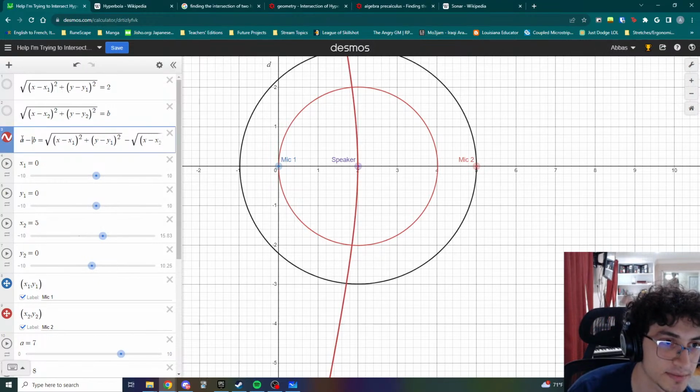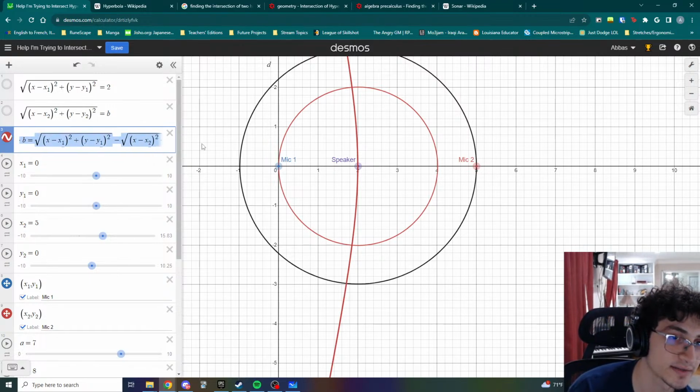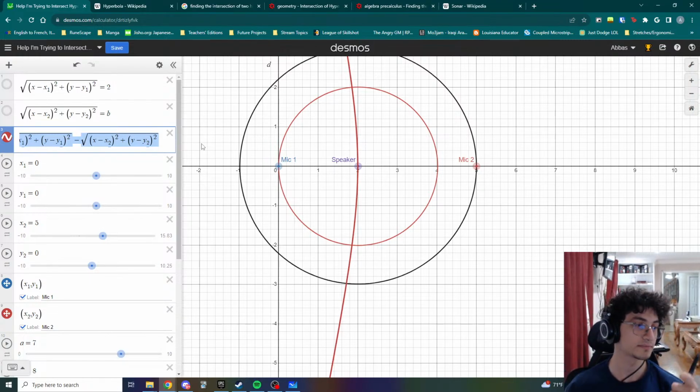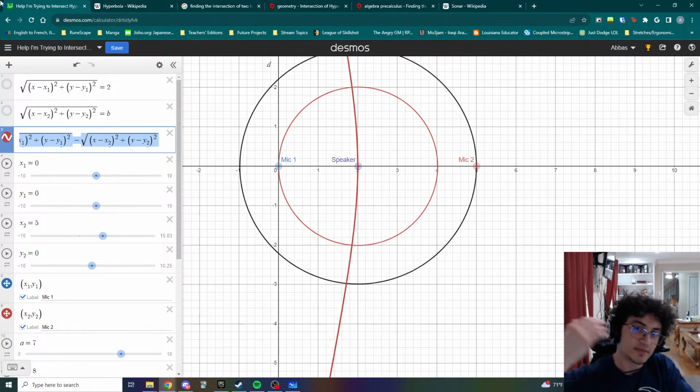Solving a hyperbola, trying to figure out how do I even solve for x and y over here? I don't even know. I'm not even sure. Right? It's not that easy.